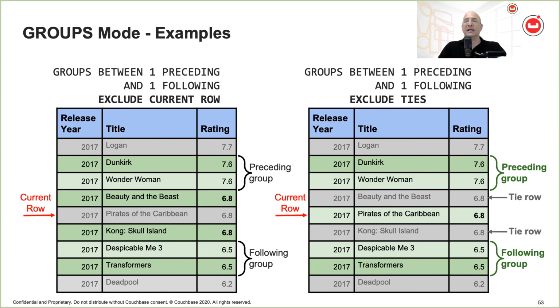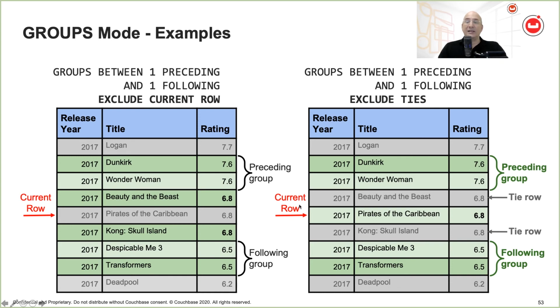Let's explore some more examples. In the examples on the left, we use the groups mode and use the clause between 1 preceding and 1 following. But there is another clause, exclude current row. That is a different clause from the exclude group that we just saw in the previous slide. Since we use the groups mode, the frame of the current row marked in red includes the preceding group and the following group. But unlike the exclude group clause, we excluded the current row, not group, but row. So the other rows of the current group are included.